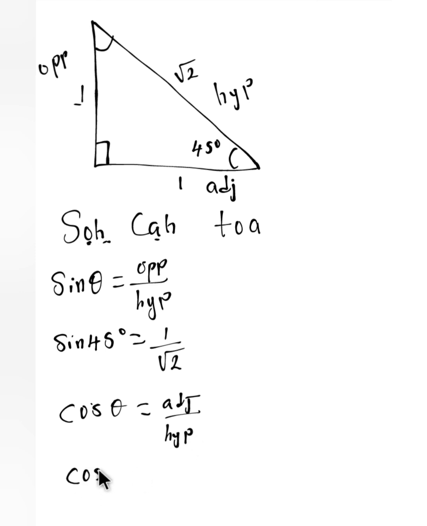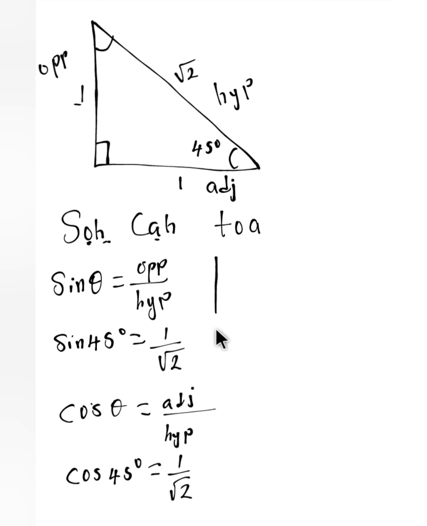Hence, cos 45 degree is equal to adjacent over hypotenuse. Adjacent is 1, hypotenuse is the square root of 2. Cos 45 is also equal to 1 over the square root of 2.